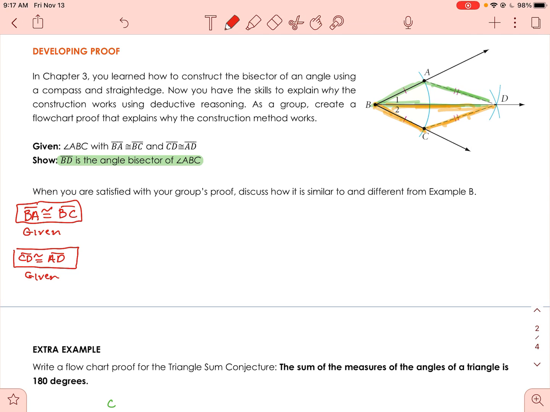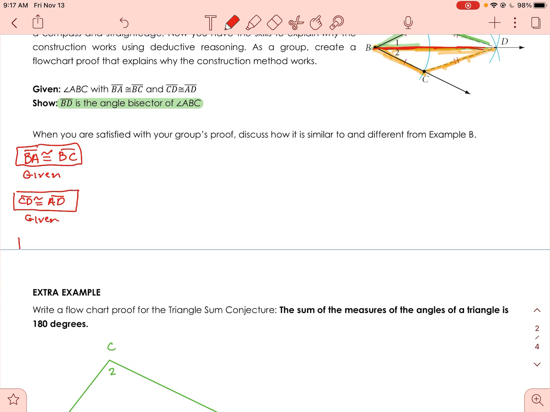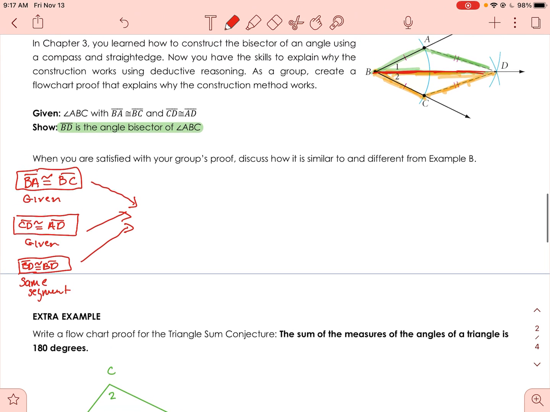If you are paying close attention, you'll see that these two triangles do, in fact, share side BD. Now, because they share side BD, what we can say is BD is congruent to BD. Why are we allowed to say that? It's because they are the same segment. Now, we have all this information that we're given. Now we need to figure out what this tells us.